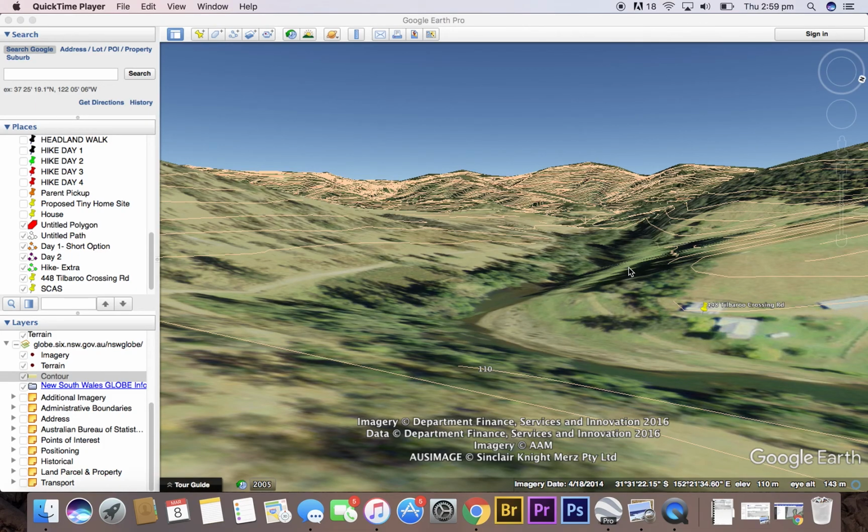So here we are looking in a southwesterly direction up the Ellenborough Valley, in a location near Toms Creek, and we have our house here for 448 Tilbury Crossing Road. So let's look at the topography. We can see it's a valley. We know that water, because of gravity, flows to a lowest point.